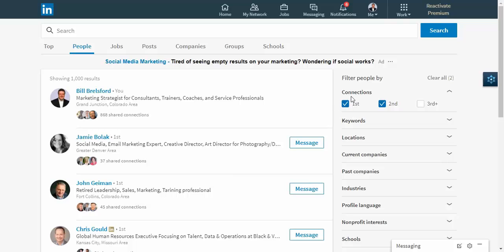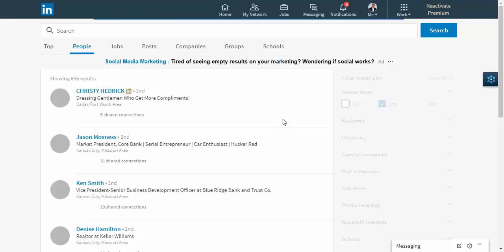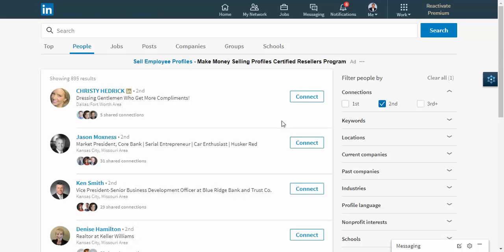Now, the first thing that I do is I unclick this box right here because this is showing my first degree connections. So I don't need Dan to introduce me to my first degree connections, right? I already know them. So I want second degree connections. So these are people who I am connected to through various people. One of those would be Dan.